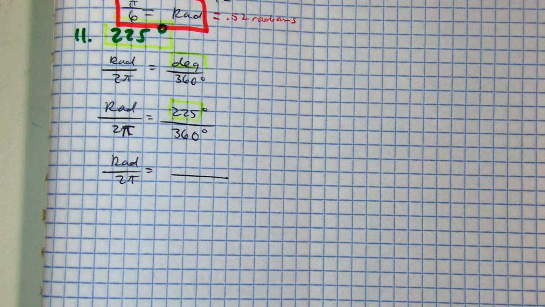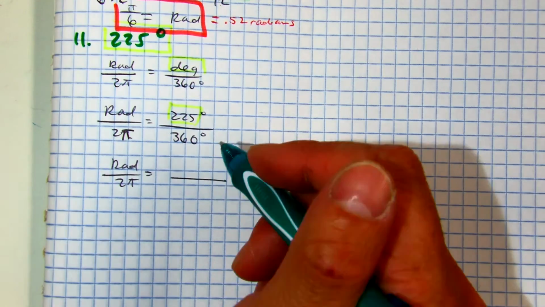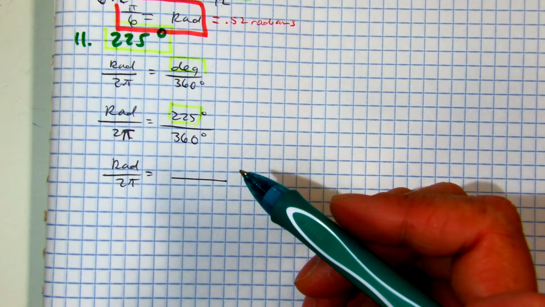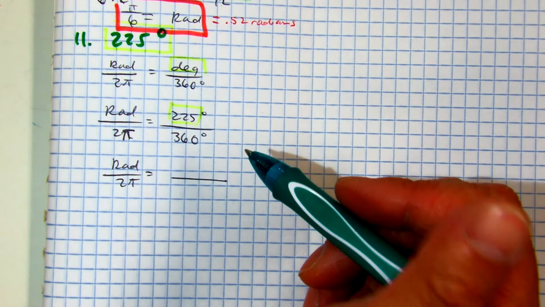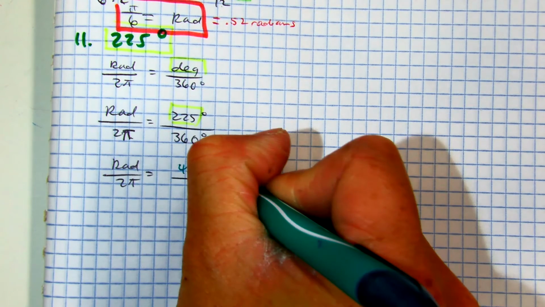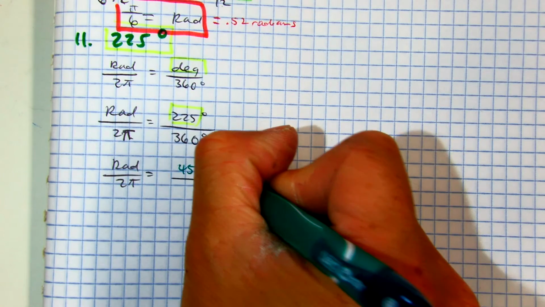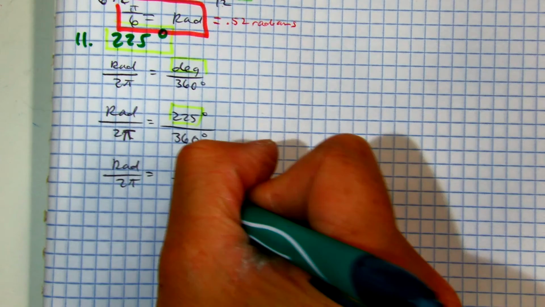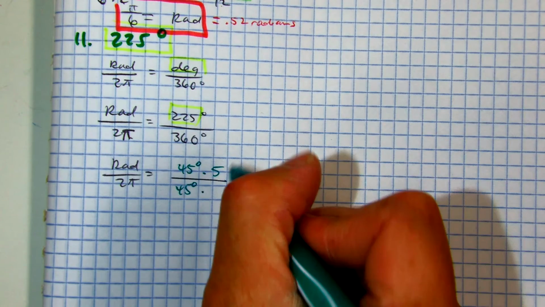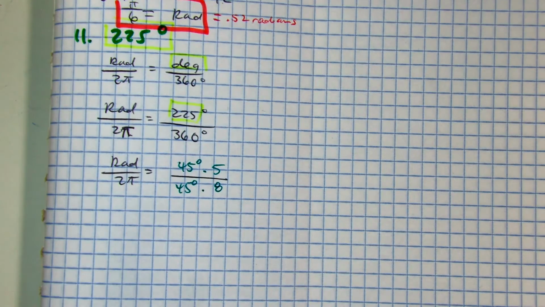Anybody? 5, okay. You guys think of larger numbers? 25, okay. Ooh, someone said 45. Someone said 9. Let's try 45. 45 times what? And 45 times? So I can cancel here.